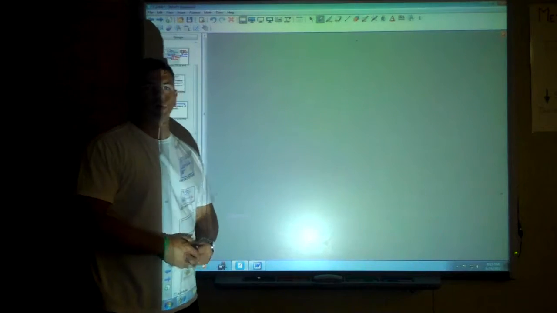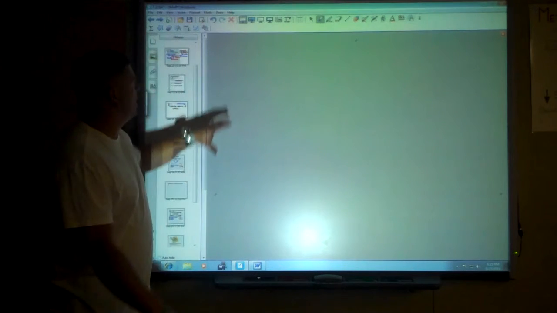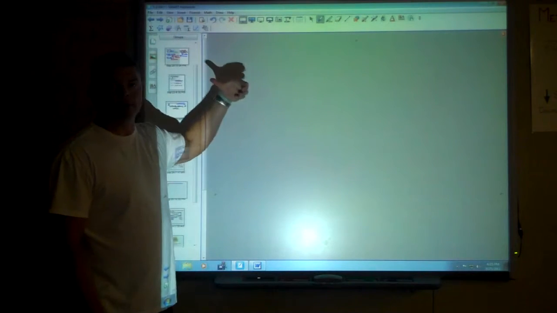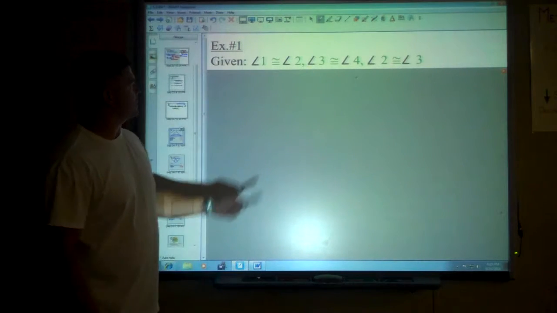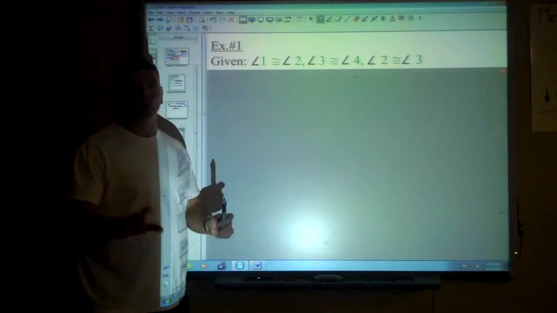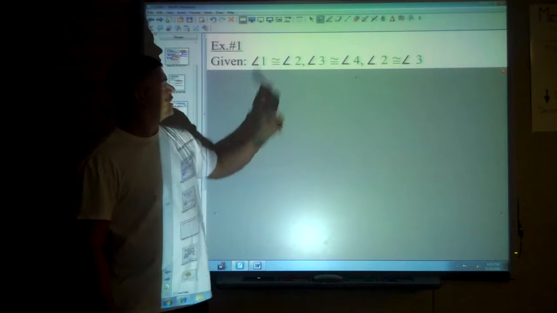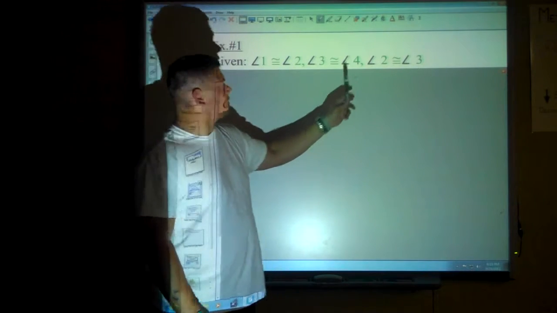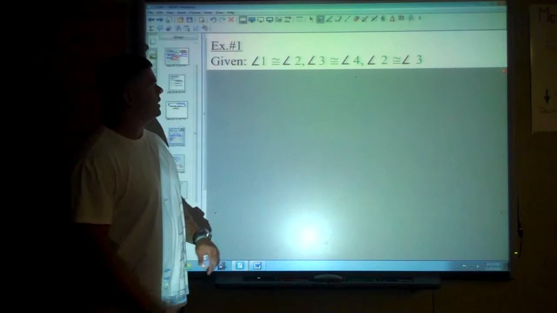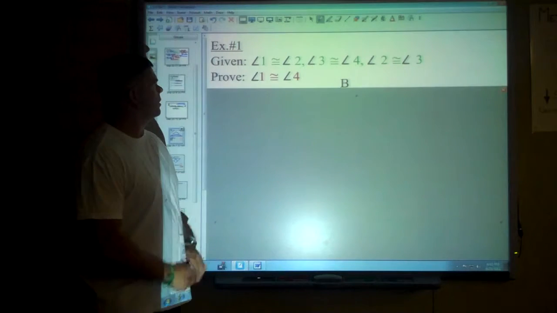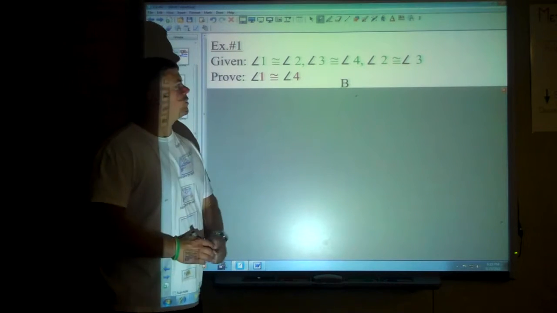The more we can look at these proofs and theorems, the easier it will become, and the more you'll start to recognize some patterns and similarities from one problem to the next. So here we have the given information. Angle 1, so we're going to be dealing more with angles. Angle 1 is congruent to angle 2. Angle 3 is congruent to angle 4. And angle 2 is congruent to angle 3. So that's all the given information. We want to prove that angle 1 is the same as angle 4.